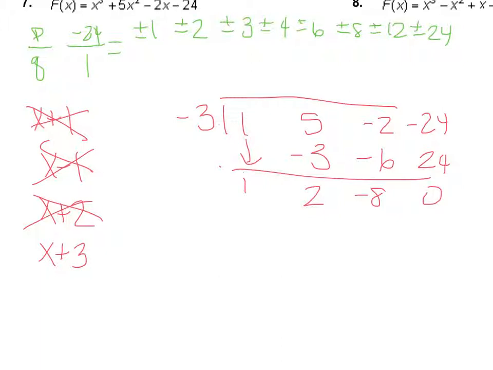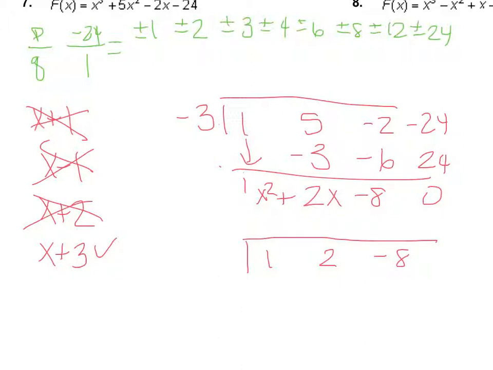So I finally found a factor. It was x plus 3. So I have 1x squared plus 2x minus 8 left over. So I'm going to have to do synthetic division again with that. So I have 1, 2, and negative 8.